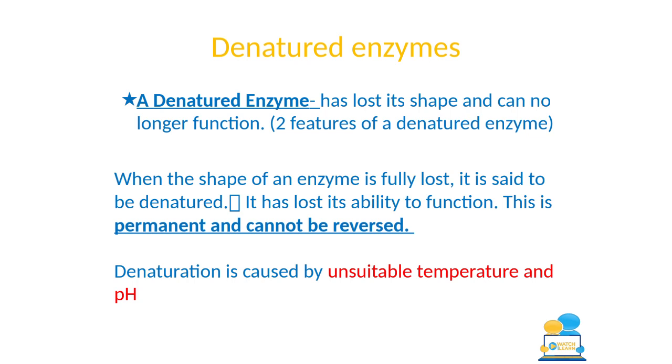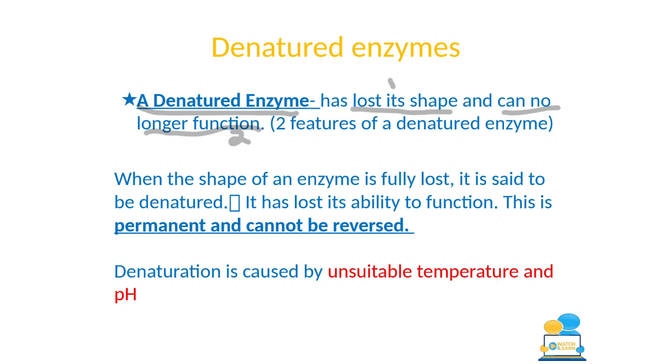During this lesson, we've mentioned the word denatured. A denatured enzyme has lost its shape and can no longer function. So there's two parts of this. It's lost its shape, and that's number one, and can no longer function, and that's feature number two. That's the way we may be asked in an exam to name two features of a denatured enzyme: lost shape and therefore can no longer function. There's two characteristics of a denatured enzyme.